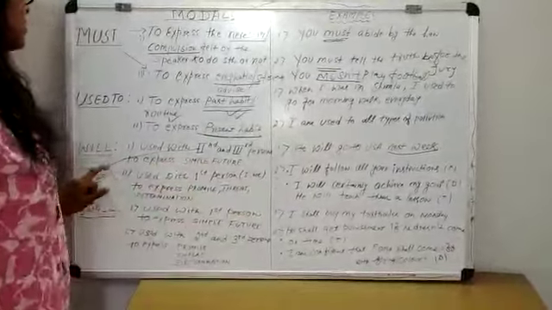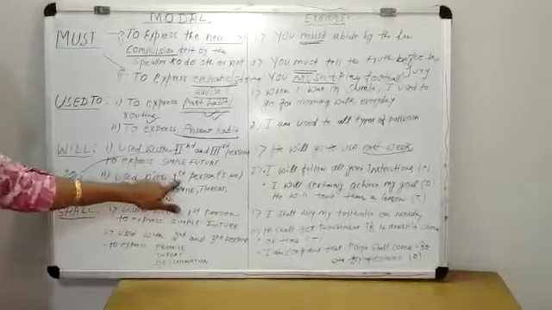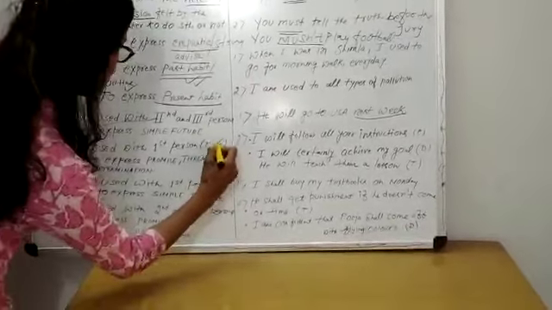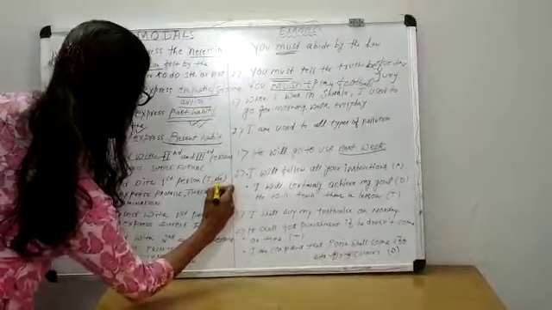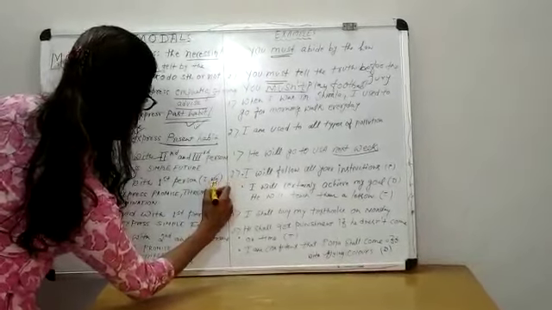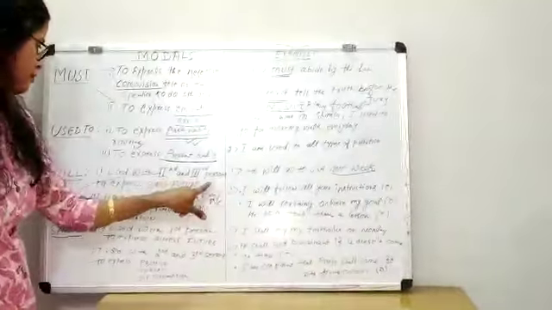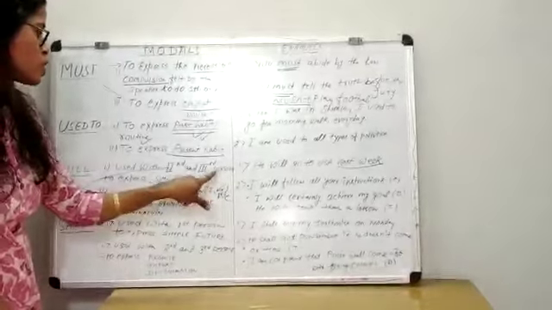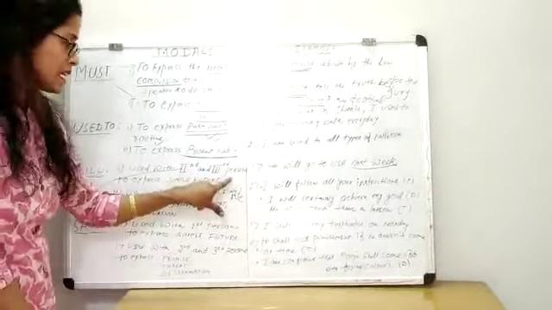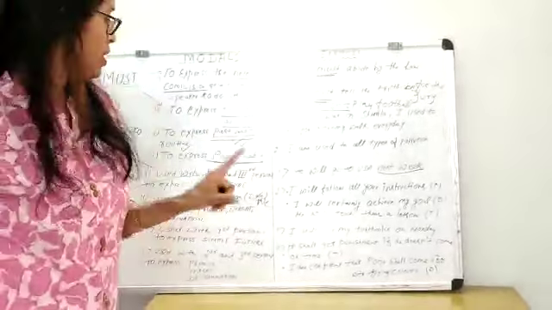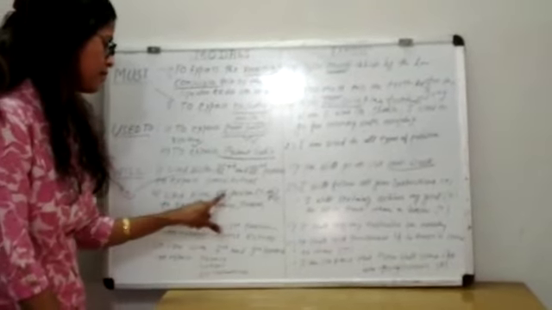Now come to the second point. Will is also used with first person. Who is the first person? First person is I, and we. I would like to correct myself. In the first sentence, I made a mistake here. Who is a third person? He, she, it, etc. And third person plural is they, not we. We comes in the first person category. So we is first person plural and I is first person singular.